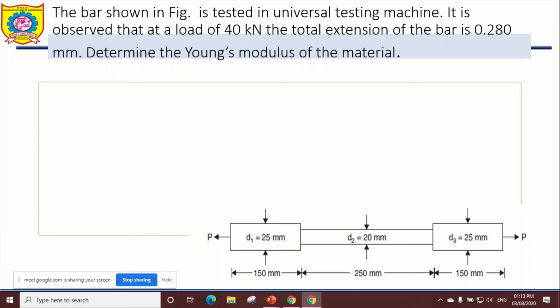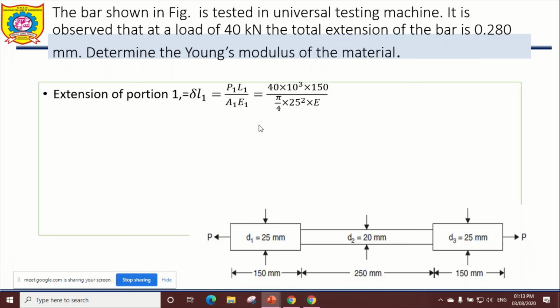First we will find out the areas. First part extension, delta L1, is equal to P1 L1 upon A1 E1. Here the load is given as 40 kilonewton, convert into Newton: 40 into 10 raised to 3 Newton. Then length of the part number 1 is 150 millimeter.